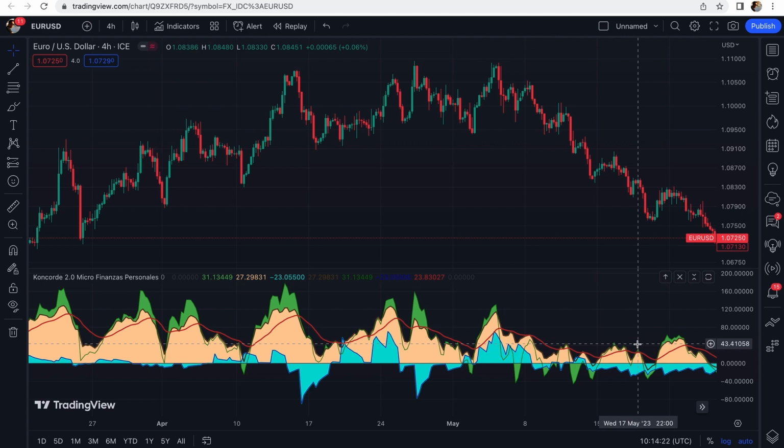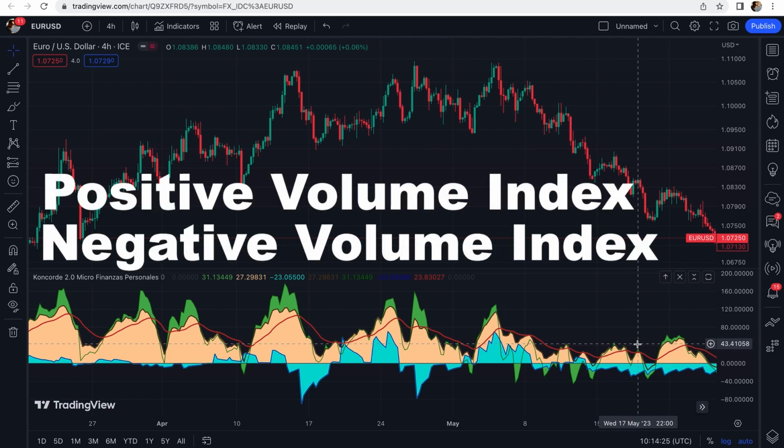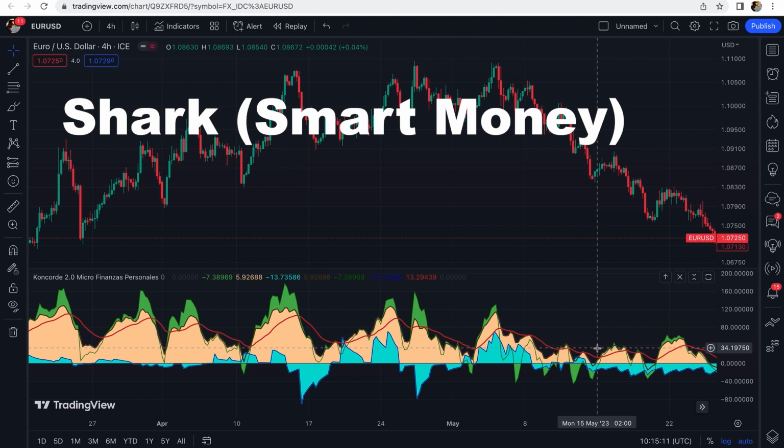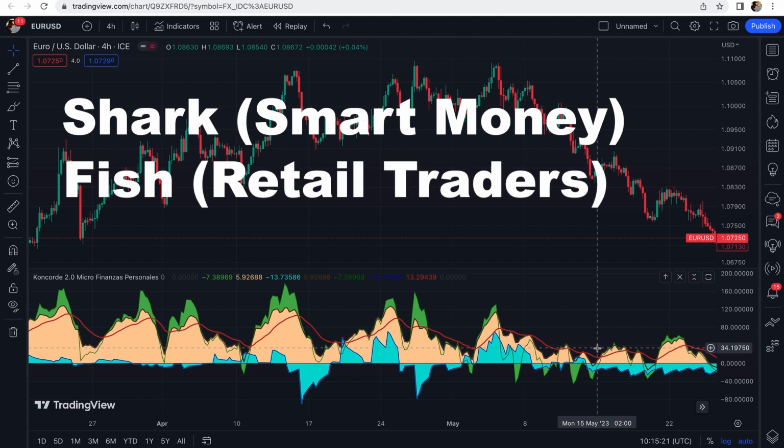The two volume indicators used in this indicator are positive volume index and negative volume index. If you're familiar with these indicators, you know that negative volume index is used to know what smart money is doing, and positive volume index is for tracking retail traders, and they are usually used together to analyze the market. And in this indicator, we have both negative volume index and positive volume index in a perfect combination, so we can simultaneously analyze both strong hands, which are called sharks, in other words the smart money, and weak hands, which are called fish, in other words retail traders.